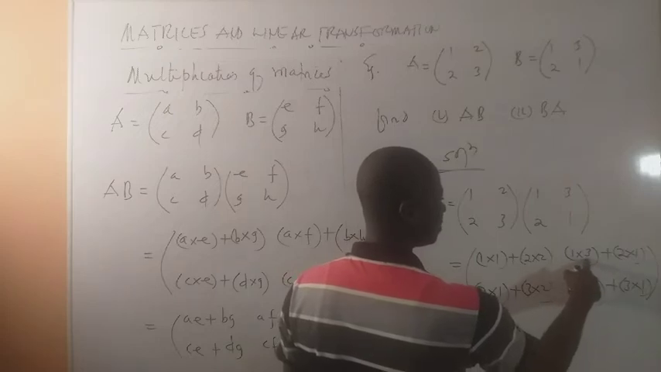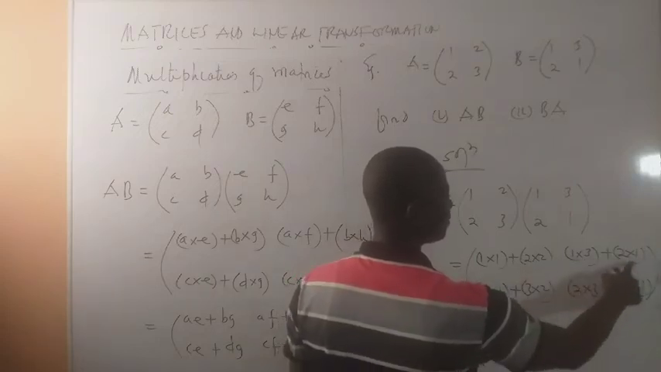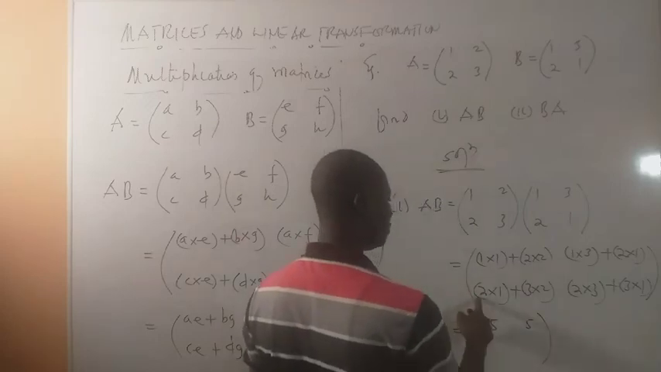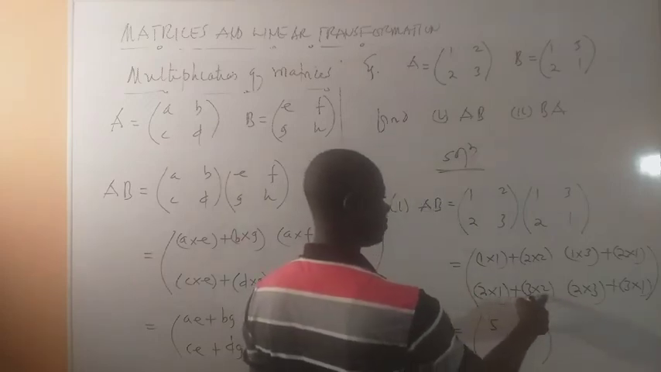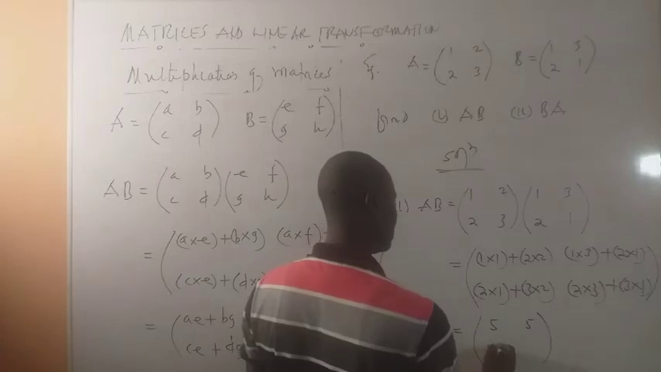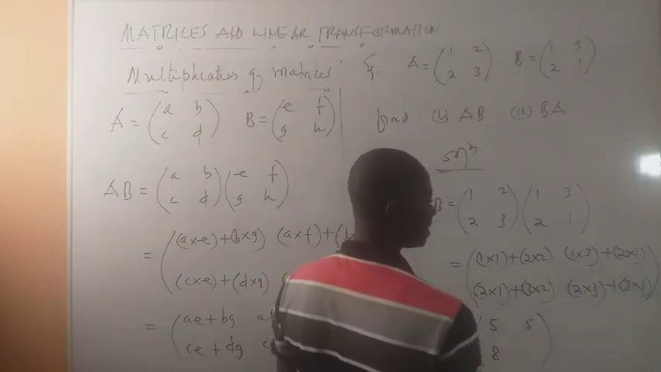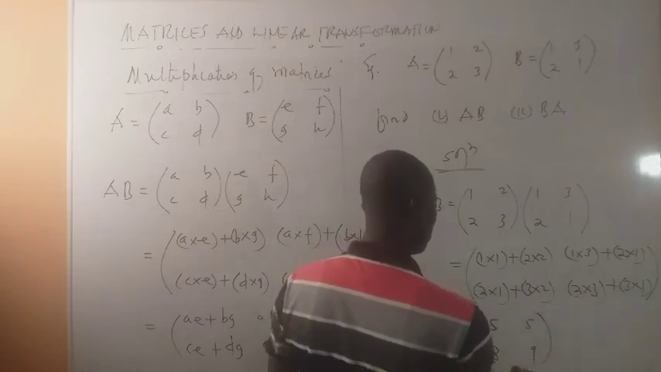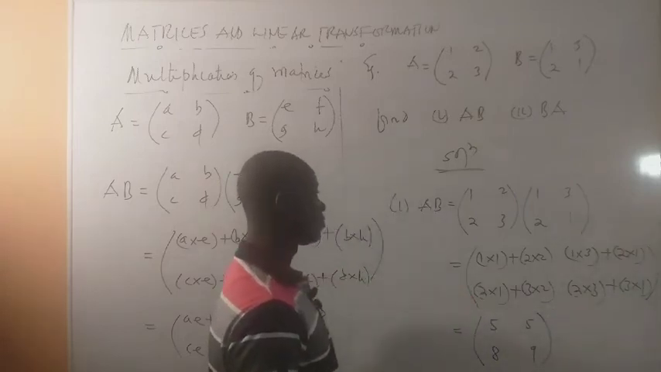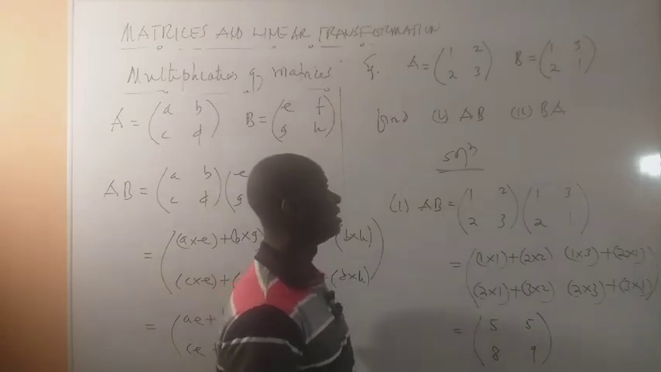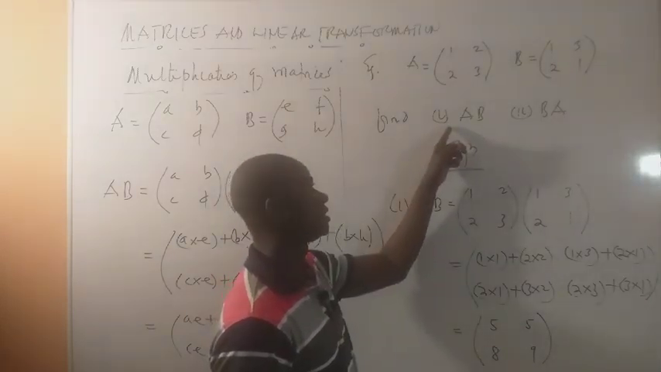1 times 3 will give us 3 plus 2 times 1 will give us 2. So 3 plus 2 will also give us 5 over there. Then 2 times 1 is 2 plus 3 times 2 is 6. So 2 plus 6 will give us 8. Then 2 times 3 will give us 6 plus 3 times 1 will give us 3. So 6 plus 3 will give us 9. So when we multiply A by B, we are getting 5, 5, 8, 9. That's the solution to the first question, AB.